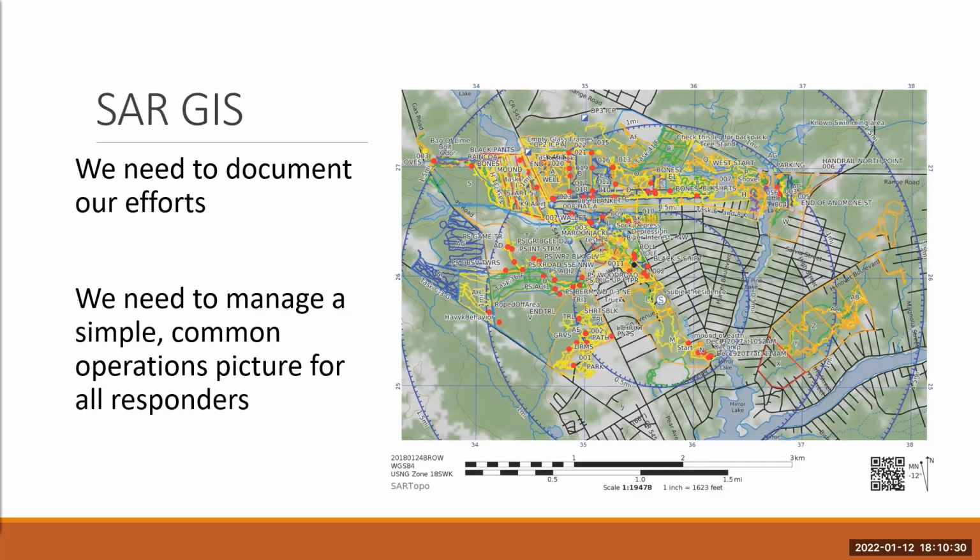SAR-GIS helps us document our work. None of us are new to public safety. We all know the axiom, if it's not written down, it didn't happen. SARTopo helps us document what did happen, where it happened, who did it, and when, which is a lot of the documentation that goes into a missing persons case.